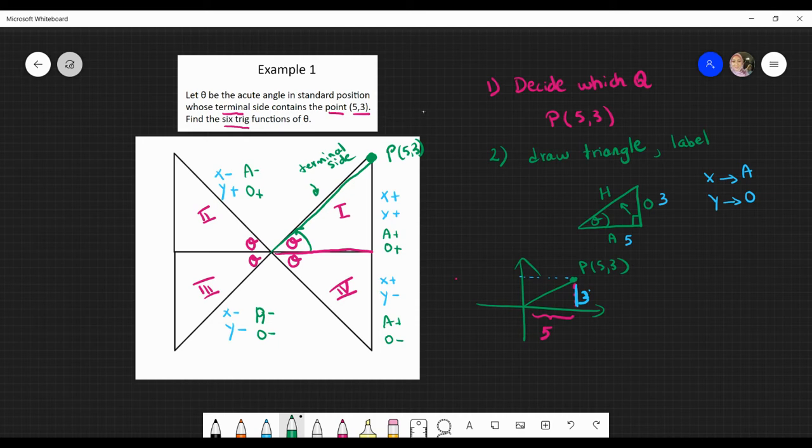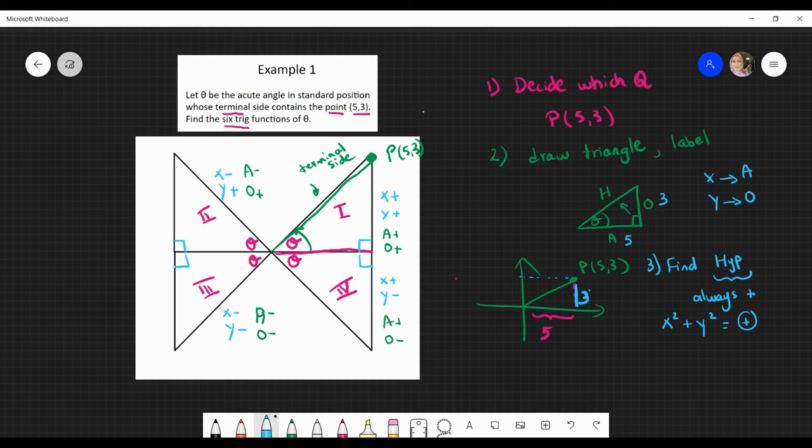After drawing the triangle and labeling it, here comes step 3, which is finding the hypotenuse. One thing you need to know is that the hypotenuse is always positive, and there is a reason for that. We find the hypotenuse using the Pythagorean theorem, so we are always squaring the legs, which in this case are x and y. I don't care if x and y are positive or negative, I'm squaring them. So even if x or y is negative, the hypotenuse is always positive.